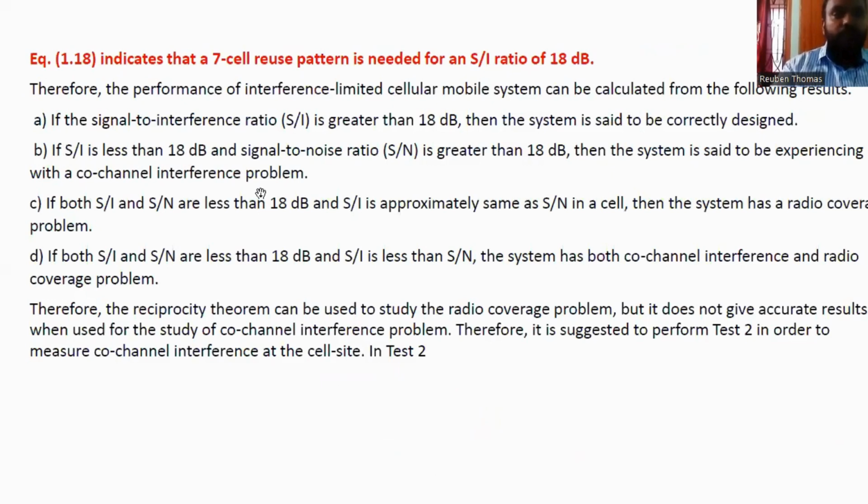So these are the performance measures of interference-limited cellular mobile systems, which can be calculated. If the S/I ratio is greater than 18 dB, then the system is said to be correctly designed. If S/I is lesser than 18 dB and the signal to noise ratio is greater than 18 dB, then the system is said to be experiencing a co-channel interference problem. If S/I and S/N are both less than 18 dB, and S/I is approximately the same as S/N in a cell, then the system has a radio coverage problem. If S/I and S/N are less than 18 dB and S/I is lesser than S/N, the system has both co-channel interference and radio coverage problems.